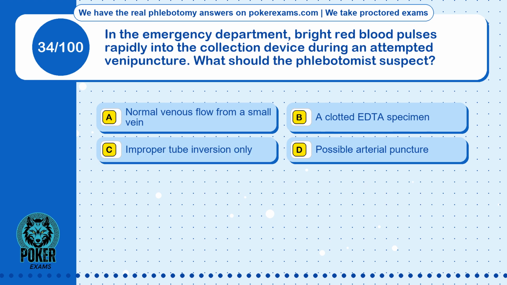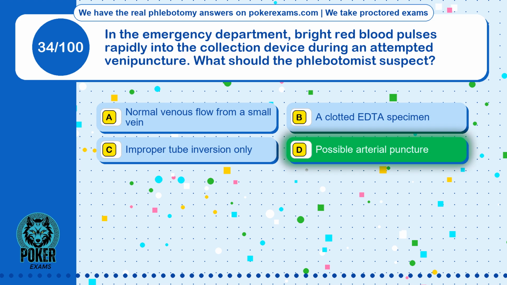Question 34. In the emergency department, bright red blood pulses rapidly into the collection device during an attempted venipuncture. What should the phlebotomist suspect? Option A. Normal venous flow from a small vein. Option B. A clotted EDTA specimen. Option C. Improper tube inversion only. Option D. Possible arterial puncture.